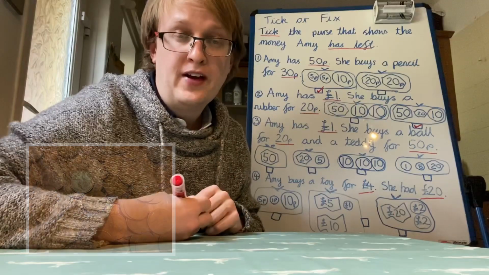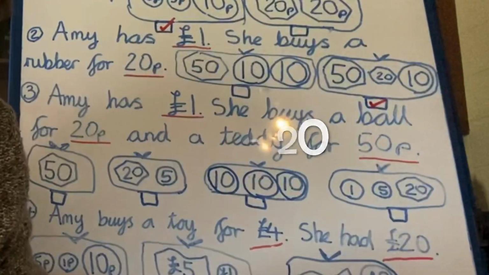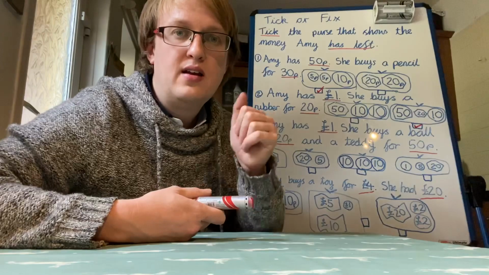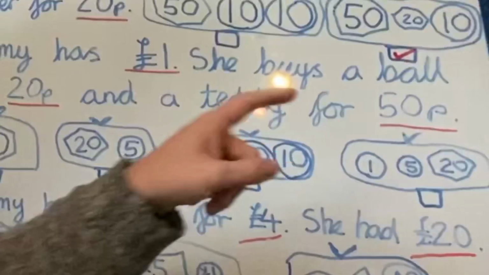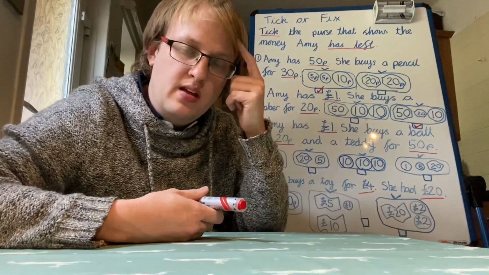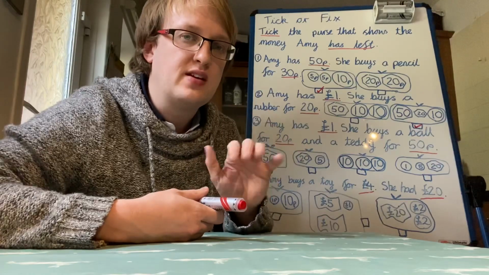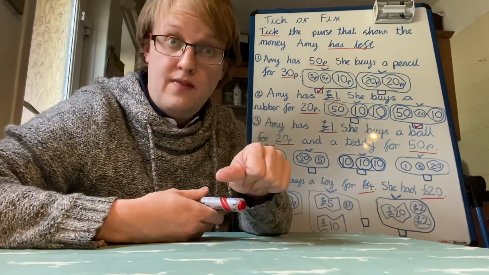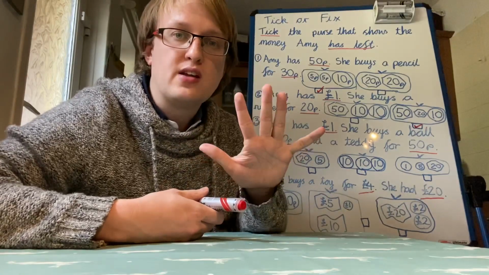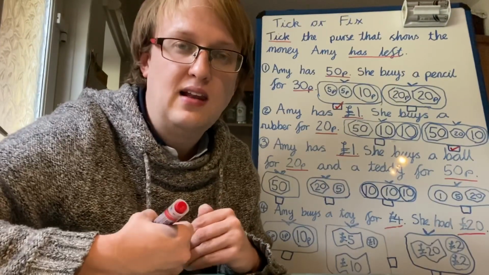Step 2, figure out the change. 100, subtract 20. Put 100 in your head and take away 2 tens. 90, 80. She also bought a teddy for 50 pence. So put 80 in your head and subtract 5 tens, because there are 5 tens in 50. 80, 70, 60, 50, 40, 30. 30 pence. And she has 30 pence left.